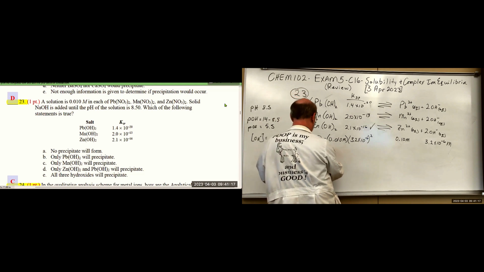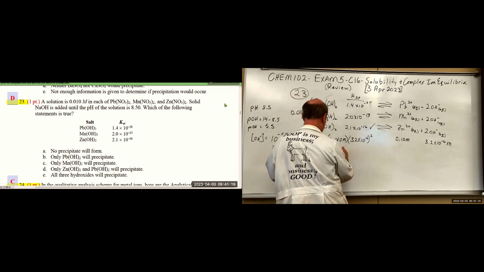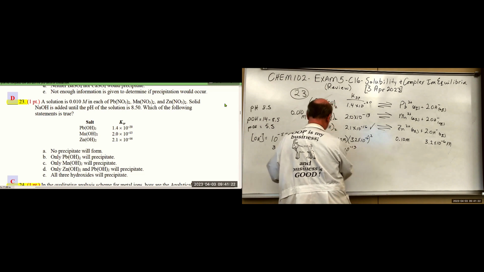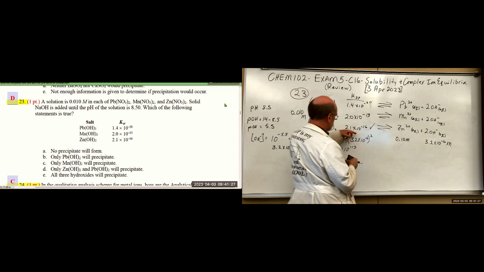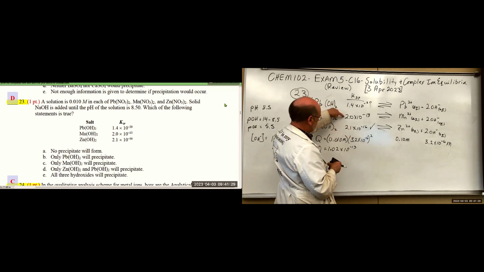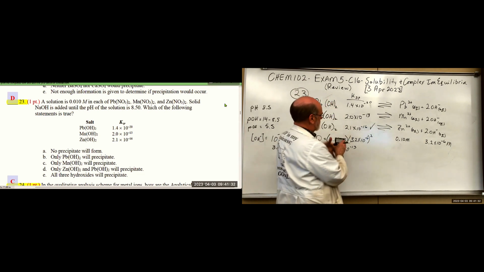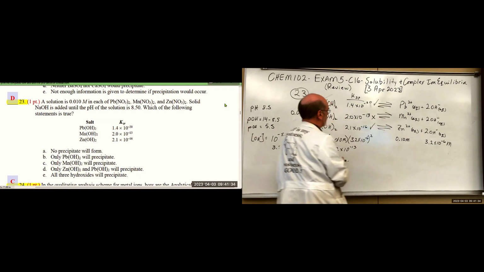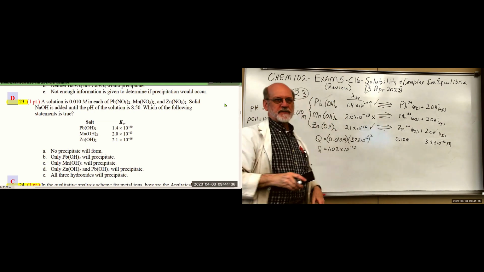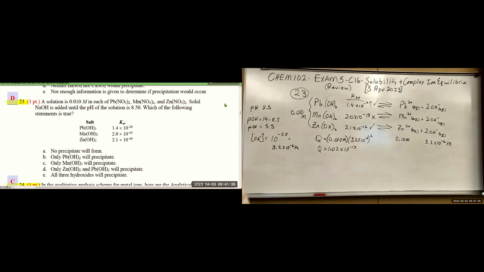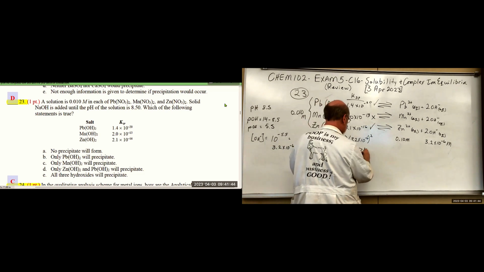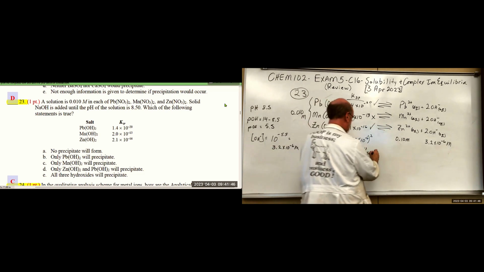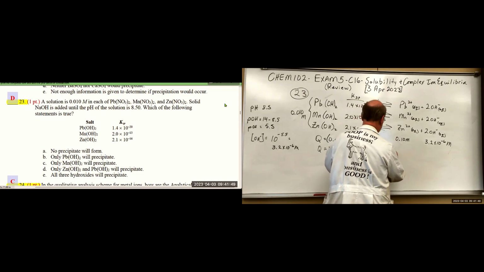All right, 1.02 times 10 to the minus 13. Okay, so which one is Q bigger than? Q's bigger than this one. Q's not bigger than that one. Q's bigger than this one. Okay, so lead and zinc will precipitate. Let's see. Q is greater than KSP. Let me be complete, for lead and zinc.